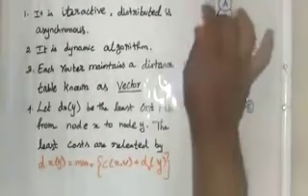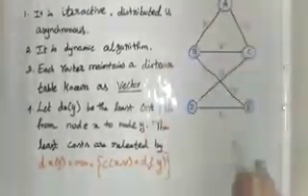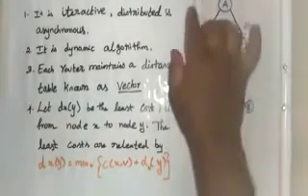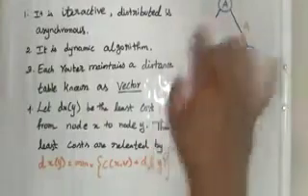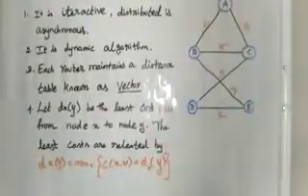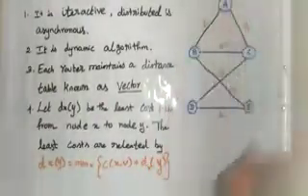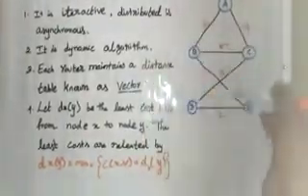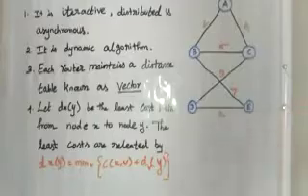Clear? Now we'll form an example. We'll form a routing table. With the help of this mathematical equation, I will show you how to find the least cost path. Or else there is an alternate method: from the diagram directly, we can find the least cost. That is what I am going to explain right now.